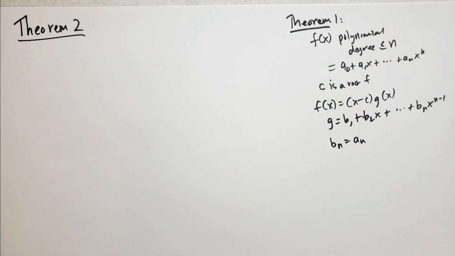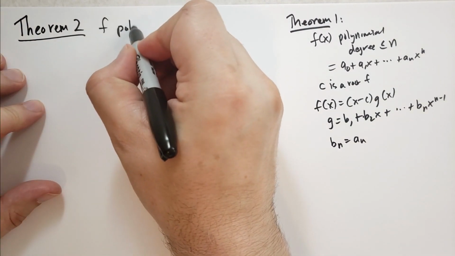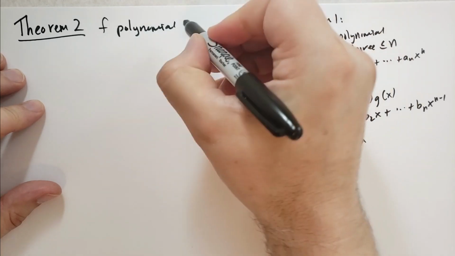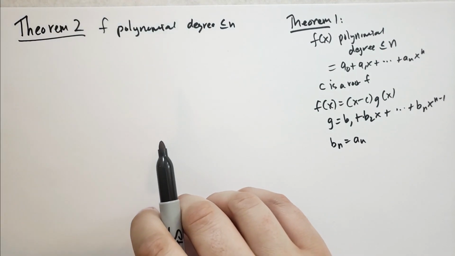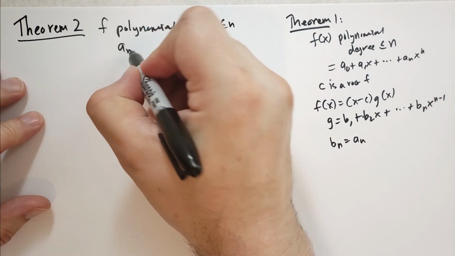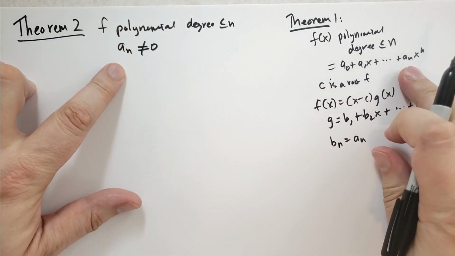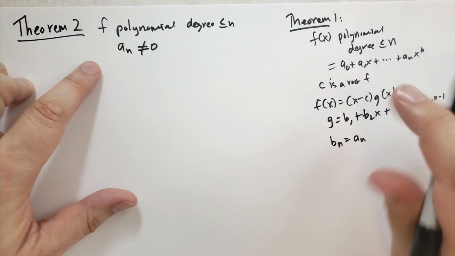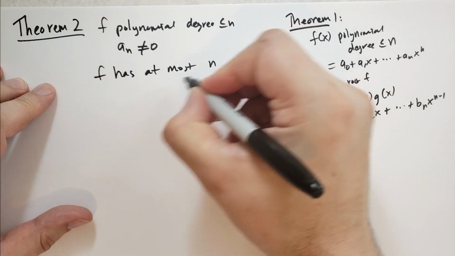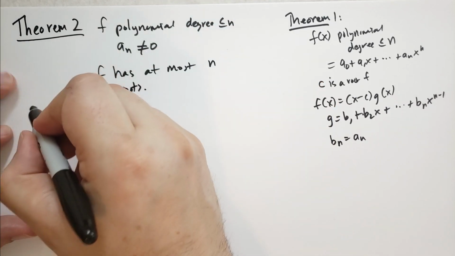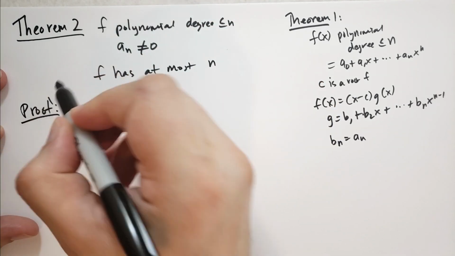Theorem 2, we're going to build on that result, and we're going to prove that there is a limit to the number of roots that a polynomial can have. Okay, so theorem 2 says let f be a polynomial with degree less than or equal to n, okay? And we have a n in that polynomial is not equal to 0, so that last term is not 0. And then we say f has at most n roots. And the proof is a little bit strange, but it's good.